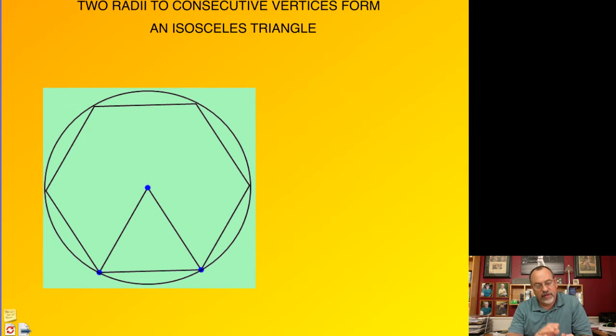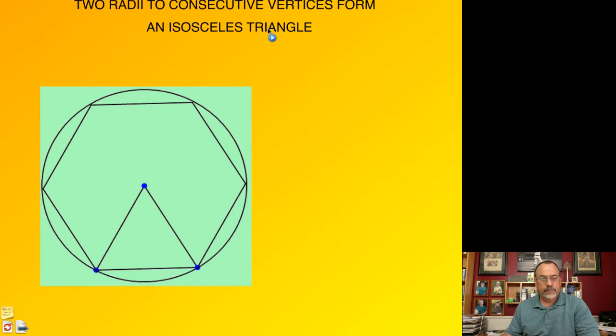Now that we've looked at the apothem and the radii and these triangles that are formed, let's take a look at some of the characteristics of this triangle and some of the calculations that we can make as far as the measure of the angles. As we've talked about already, if we draw two radii and they're consecutive, they do create these isosceles triangles.